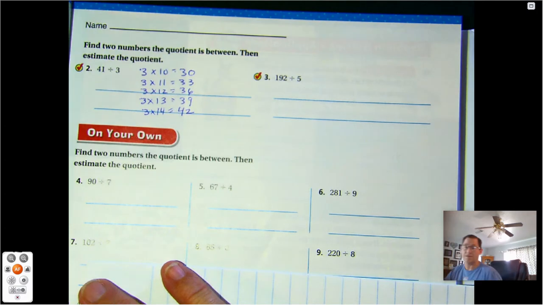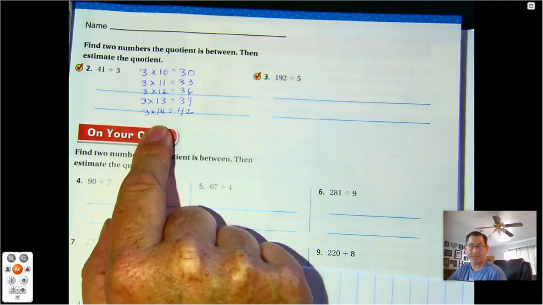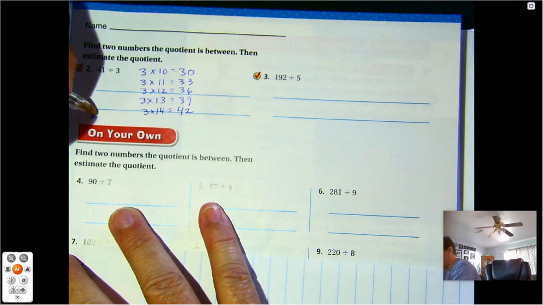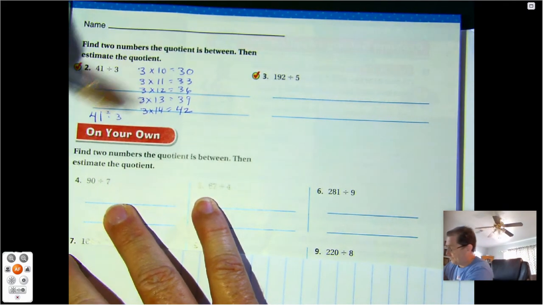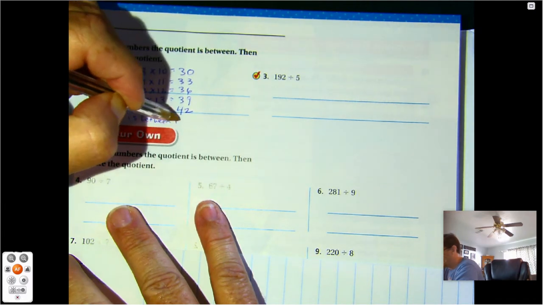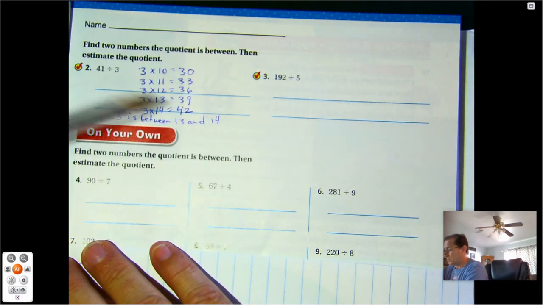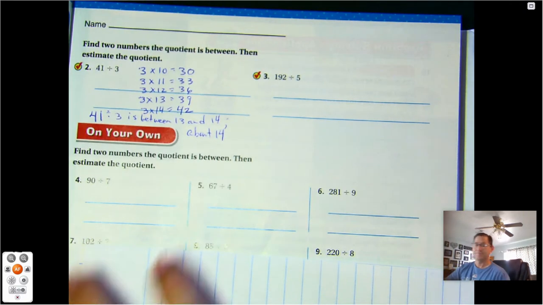Okay, so I found the two numbers the quotient is in between. It's in between 13 and 14. So 41 divided by 3 is between 13 and 14. And 41 is closest to 42. So my answer is about 14. Okay, so my quotient is about 14.